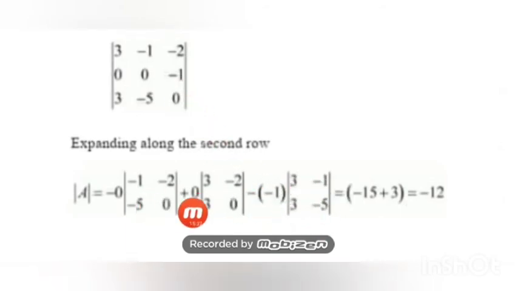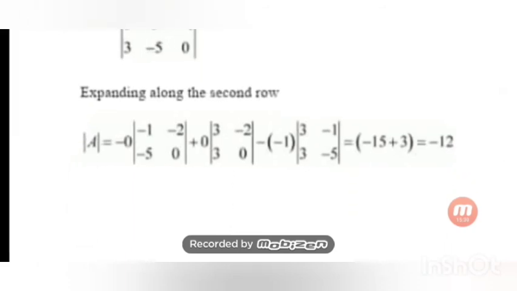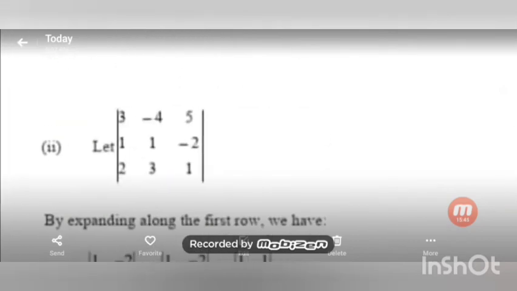So after that, 0 into something will give you 0. This is also 0, minus minus plus, 3 5s are 15, minus 15, minus minus plus 3. This will give you minus 12. Okay, the remaining you can hope to find out the value yourself. So this is the value.